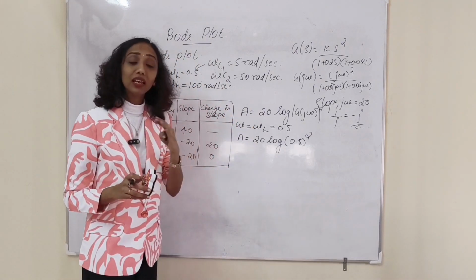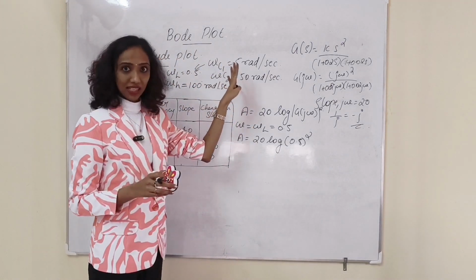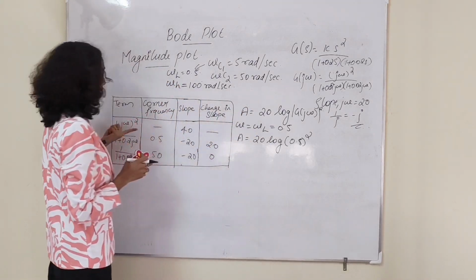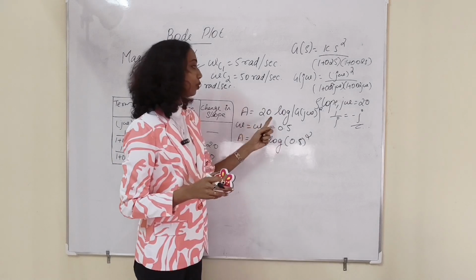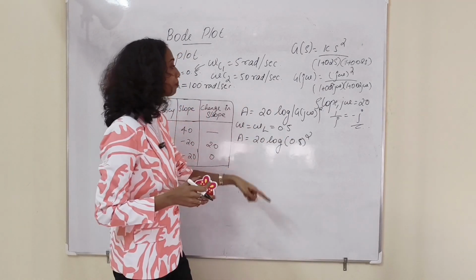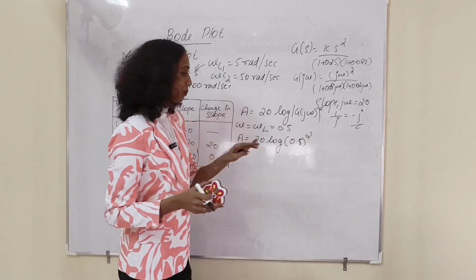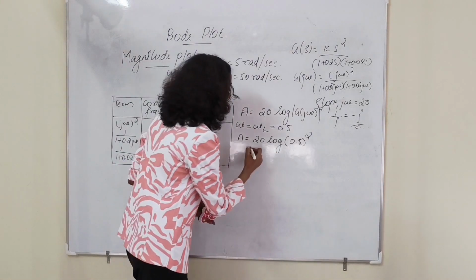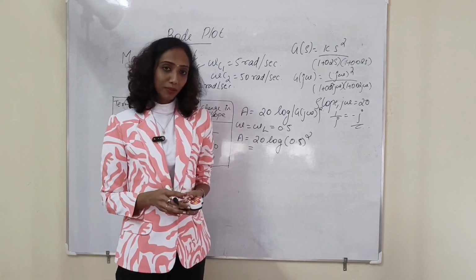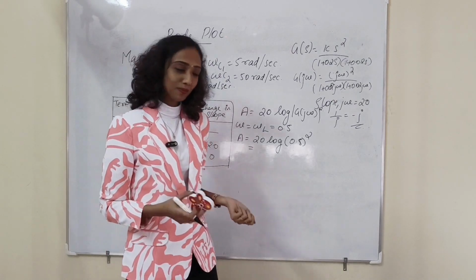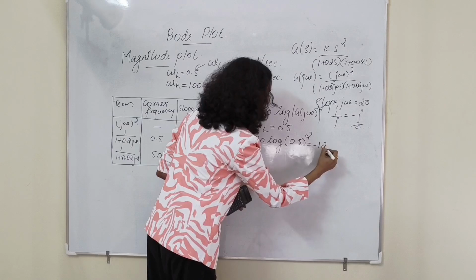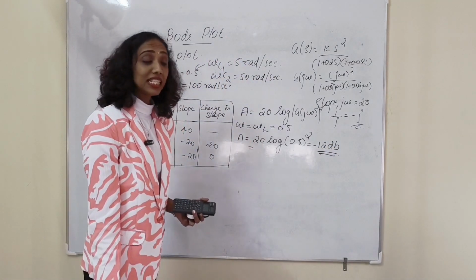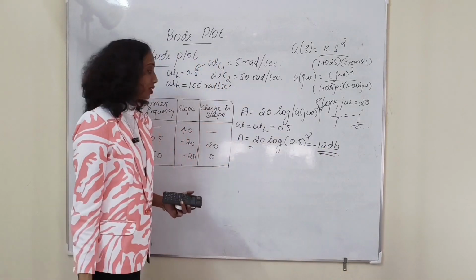20 log g of j omega is the standard equation, but we have to find the gains for the given question. For that, we substitute the first term in the tabular column. That is A is equal to 20 log g of j omega the whole square. Substitute the corner frequency value, it's 0.5 the whole square. Then take your calculator and multiply. I get minus 12 dB. The unit of magnitude or gain is decibel, dB.